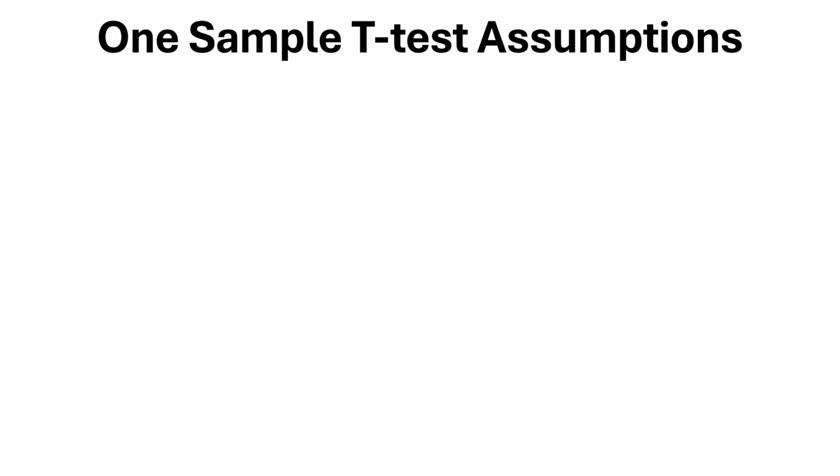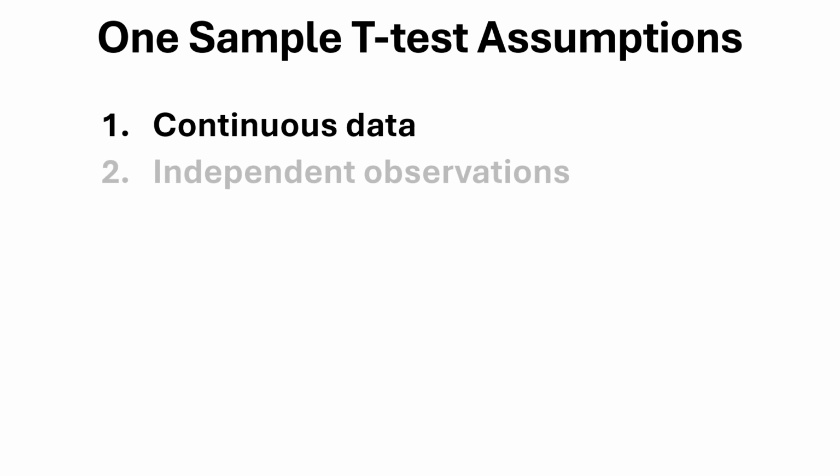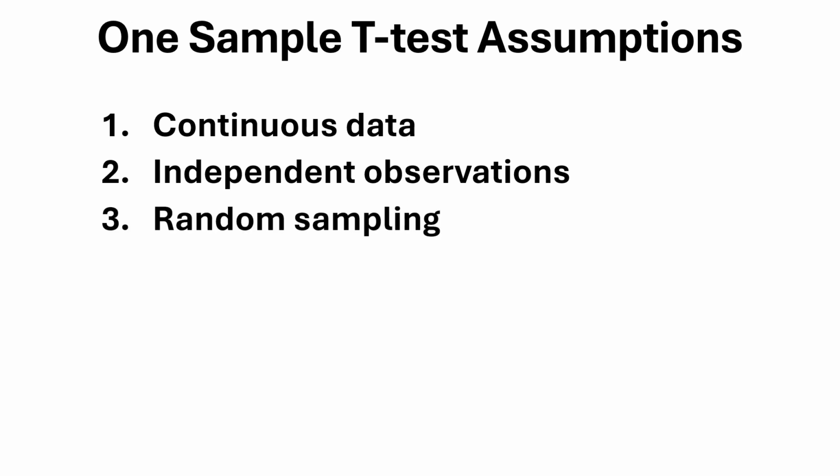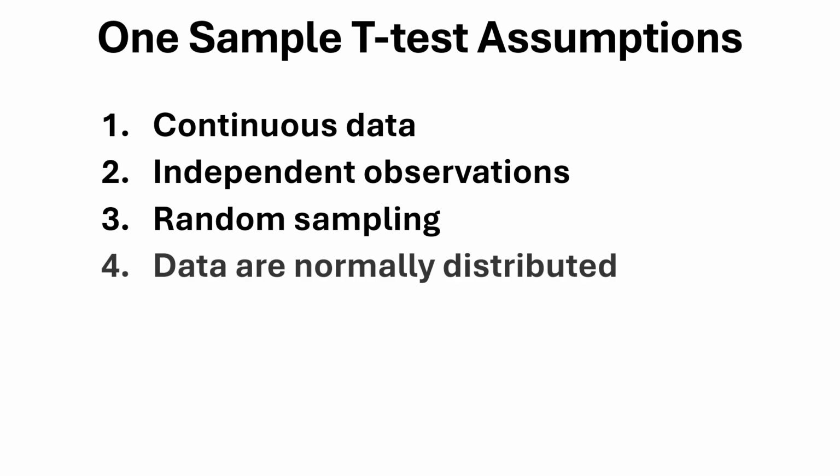Before beginning the analysis, let's briefly review the assumptions associated with this test. 1. The sample data we analyze should be continuous in nature. That is, the data should not be drawn from a discrete distribution. 2. Each observation within the sample should be independent of every other observation. 3. Our sample data should be drawn randomly from the underlying population, that is, random sampling. And 4. Sample data should be drawn from an underlying population that is approximately normally distributed.